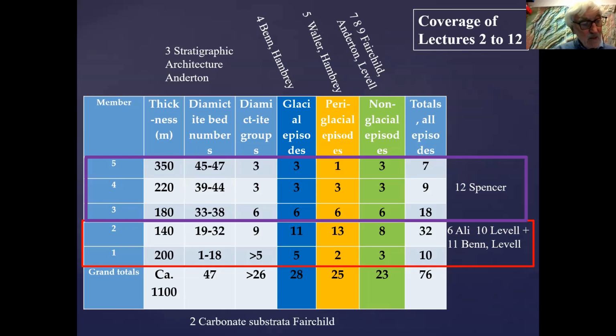Lecture 4 by Doug Benn, Mike Hambry and Jordan Mertes will explain the features used to interpret the glacial strata. Lecture 5 by Richard Waller and Mike Hambry will cover the periglacial features. Lecture 6 by Dilshad Ali will show how we can analyse the individual events preserved in one of the periglacial horizons. Lectures 7, 8 and 9 will cover the non-glacial strata.